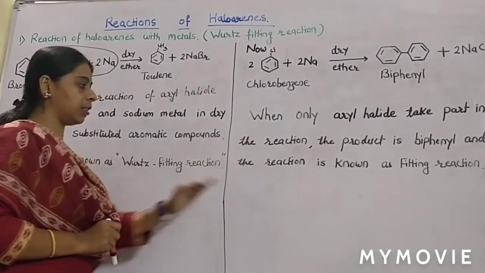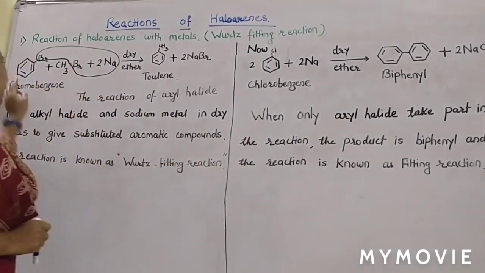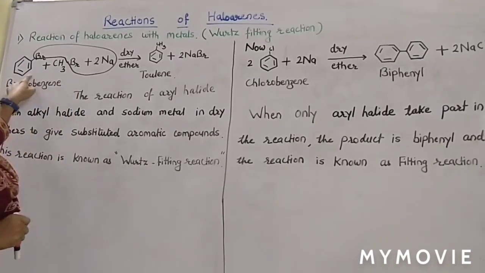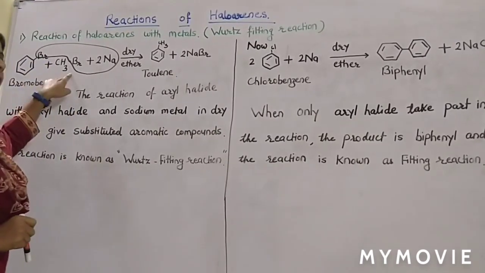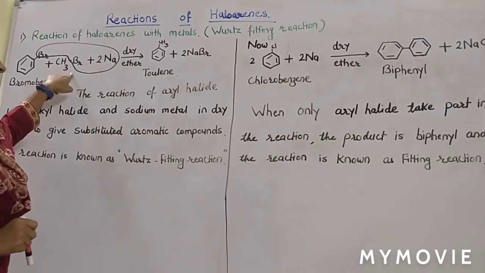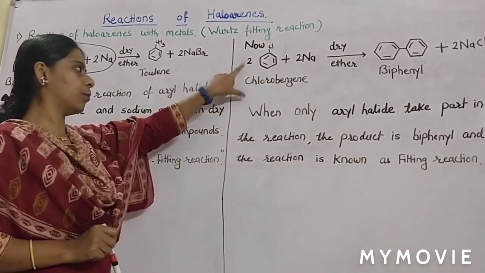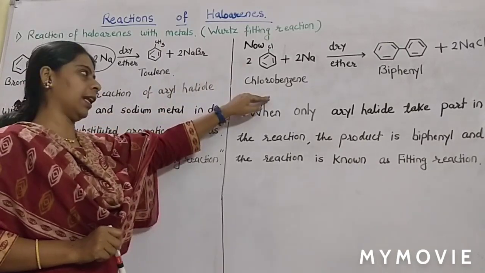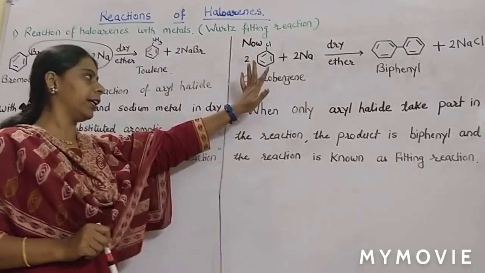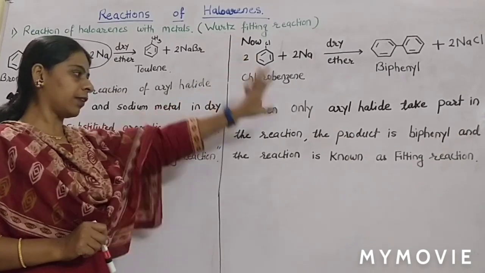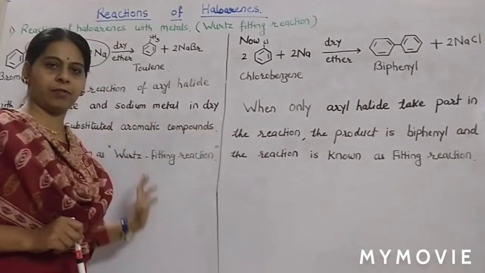What is the difference in both the reactions? Here we are taking two reactants: one is aryl halide and one is aliphatic alkyl halide. Here we are taking both the molecules as aryl halide only. We are not taking any aliphatic alkyl halide, and that's why this reaction is the Fittig reaction, and this is the Wurtz-Fittig reaction.